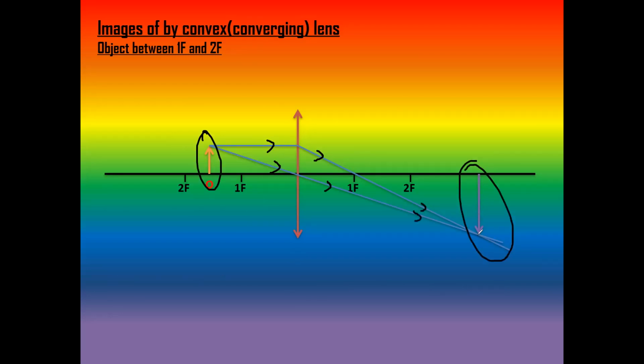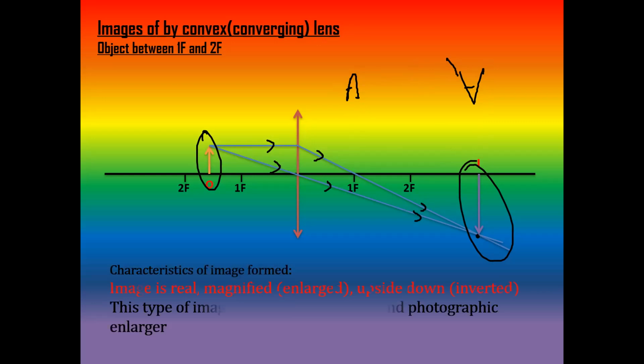Why is it a real image? It is formed by the intersection of the two light rays. And it is inverted. What is the meaning of an inverted image? Inverted means it is upside down. Like if the object is the letter A, the image will be an upside down A. And it will be larger in size. So when the object is between f and 2f, the image size will increase.